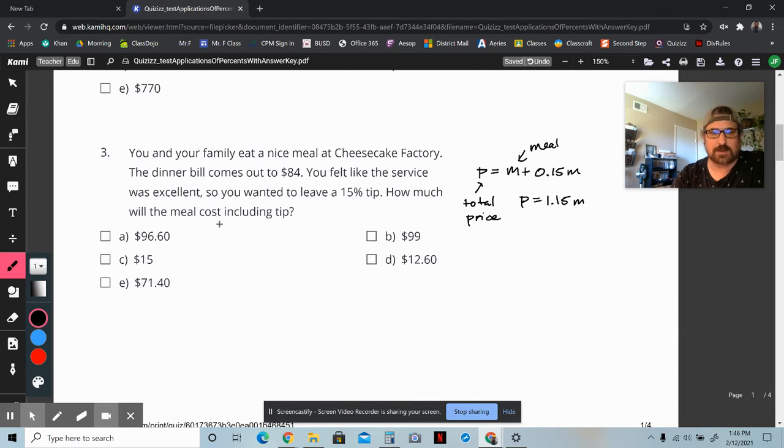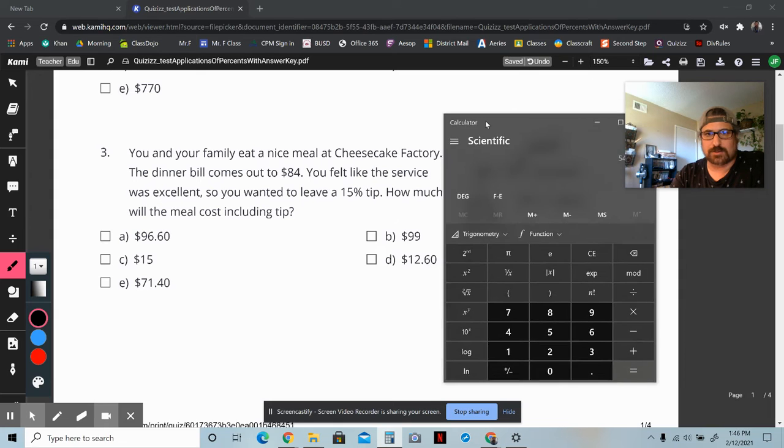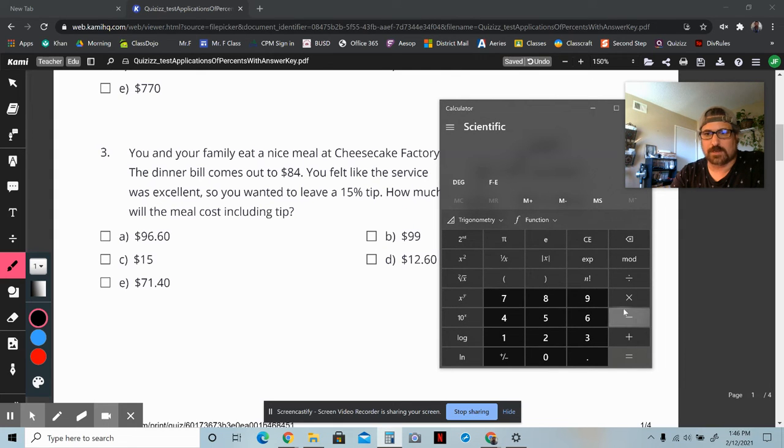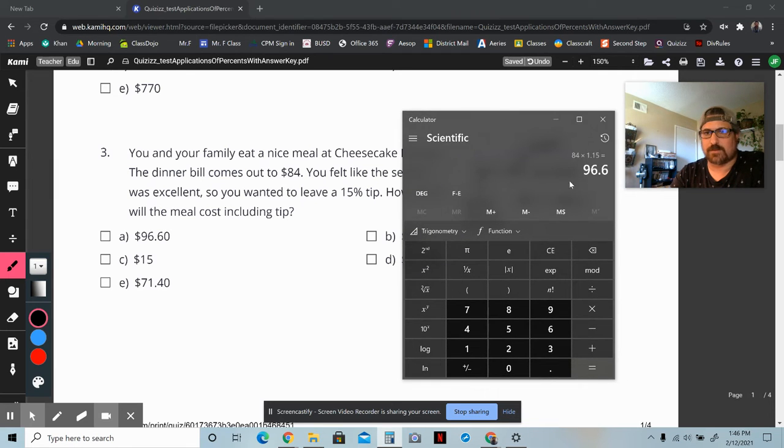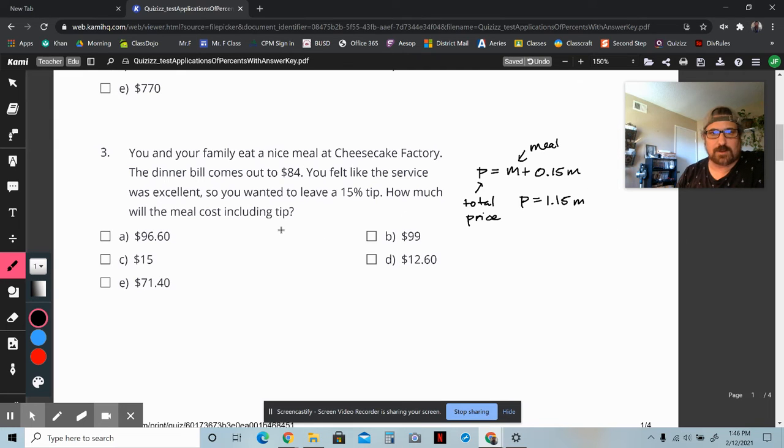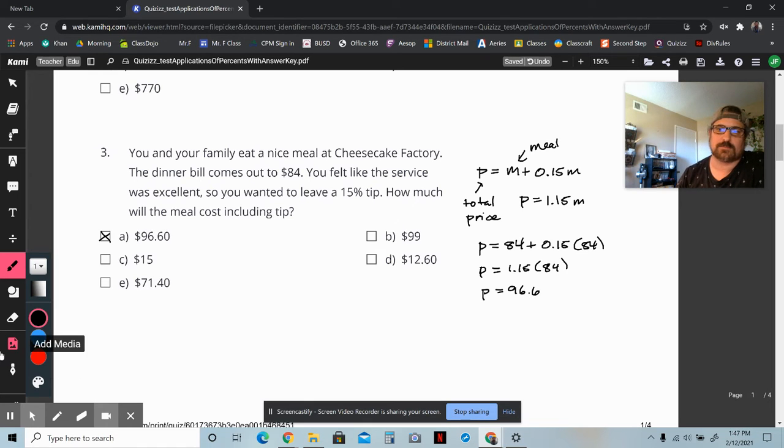So in this case, all you got to do is take the 84 and times it by 1.15. And you're going to get the answer of 96.6. So it says how much will the meal cost including tip? $96.60. Because what you have here is the equation, P is equal to 84 plus 0.15 times 84. Or alternatively, P is equal to 1.15 times 84. And in either case, that's going to come out to $96.60.